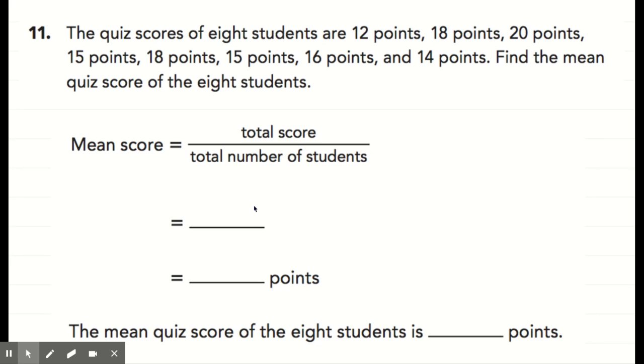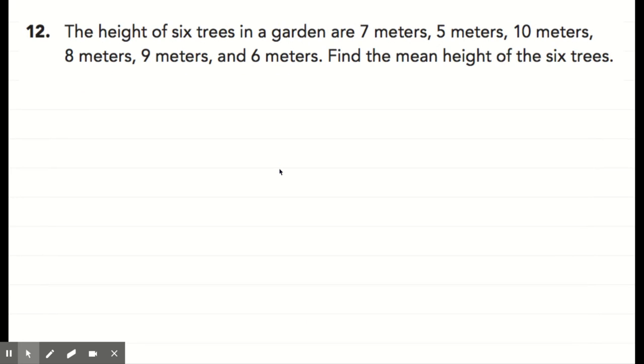The first one says the quiz scores of 8 students are 12, 18, 20, 15, 18, 15, 16, and 14 points. Find the mean. So you have to add up those scores, and because there are 8 students, you divide that total score by 8. The next question is the same. The heights of 6 trees in the garden are 7, 5, 10, 8, 9, and 6 meters. Find the mean. So you add all of those and then divide by the number of trees, which is 6 trees.